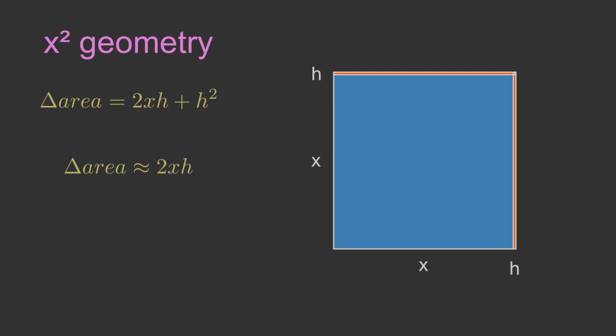So if we look at the rate of change of the area, which is delta area divided by h, we get approximately 2x, and again this approximation gets more accurate as h gets smaller. This is the same result we found previously. This is a different way of looking at the same problem, which hopefully provides an intuitive explanation as to why we can ignore the term in h squared.